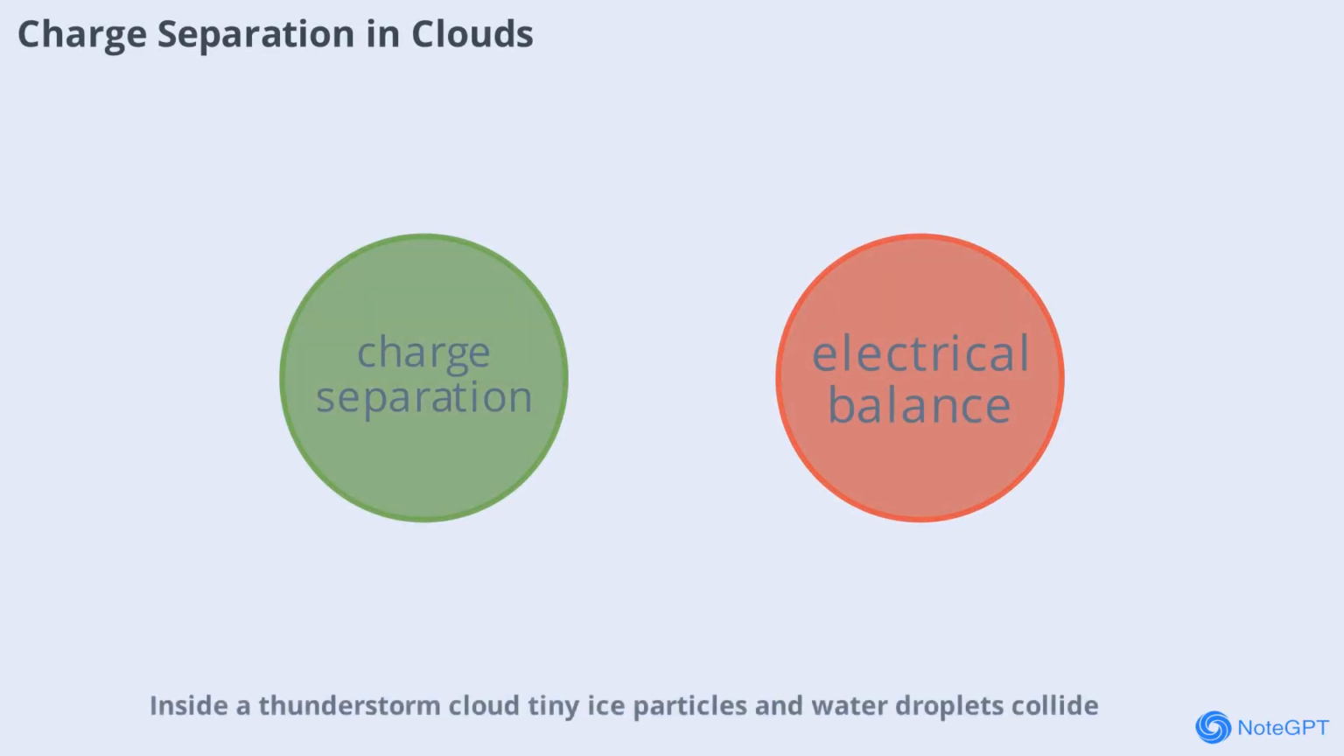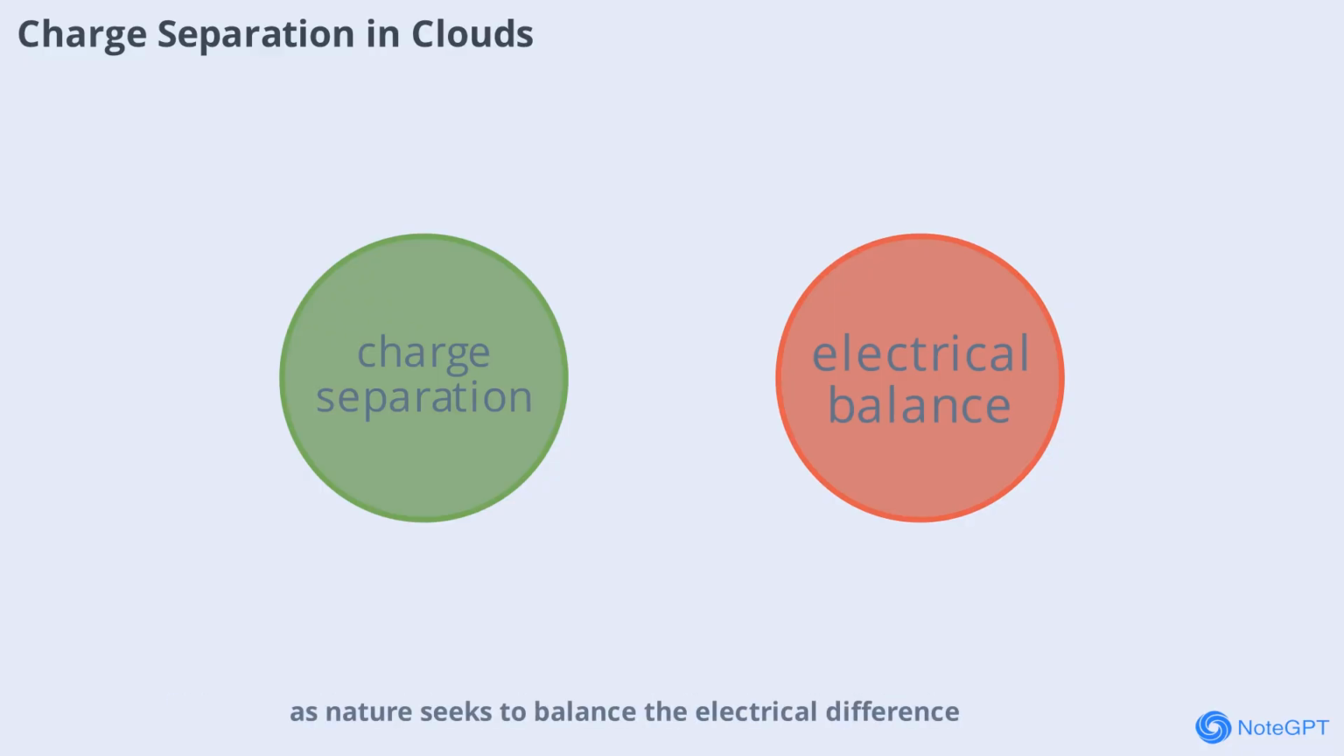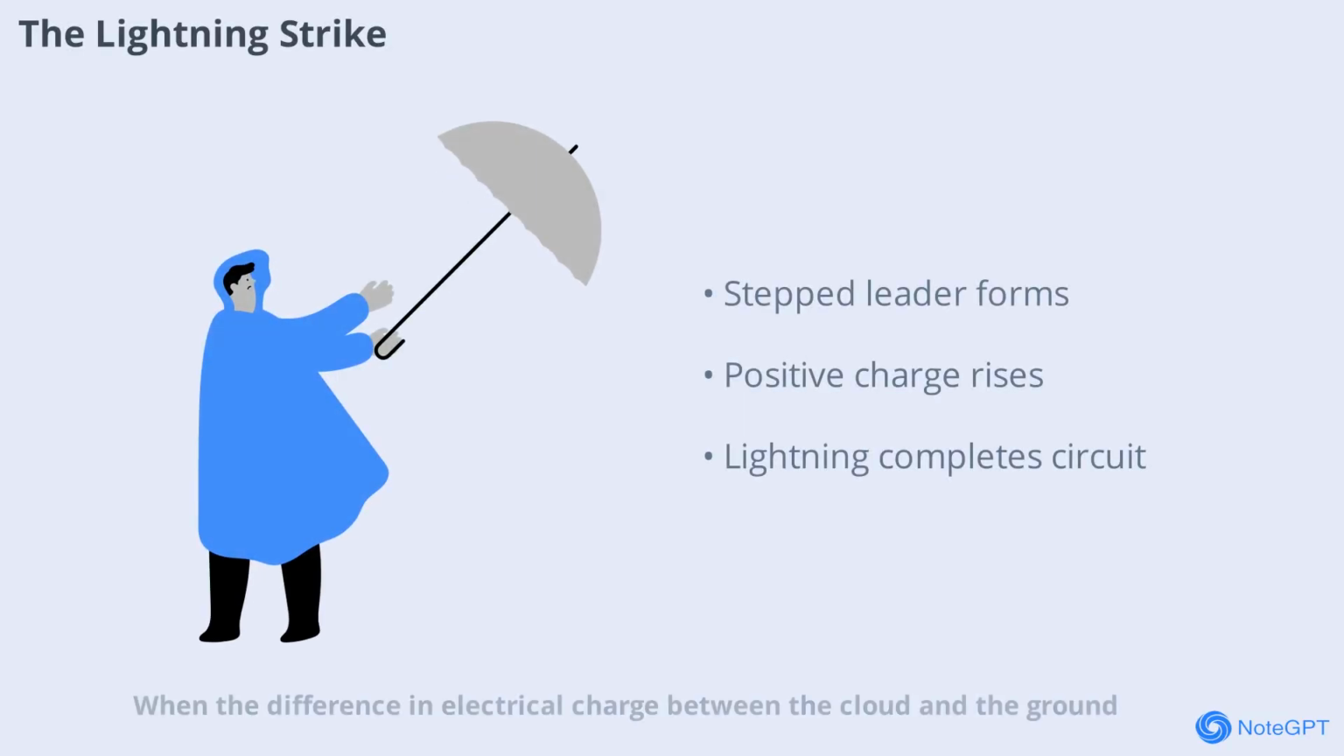Inside a thunderstorm cloud, tiny ice particles and water droplets collide as they're carried by updrafts and downdrafts. These collisions cause electrons to be stripped from some particles and transferred to others, creating regions of positive and negative charge within the cloud. Typically, the top of the cloud becomes positively charged, while the bottom becomes negatively charged. This separation of charges is what sets the stage for lightning to occur, as nature seeks to balance the electrical difference.